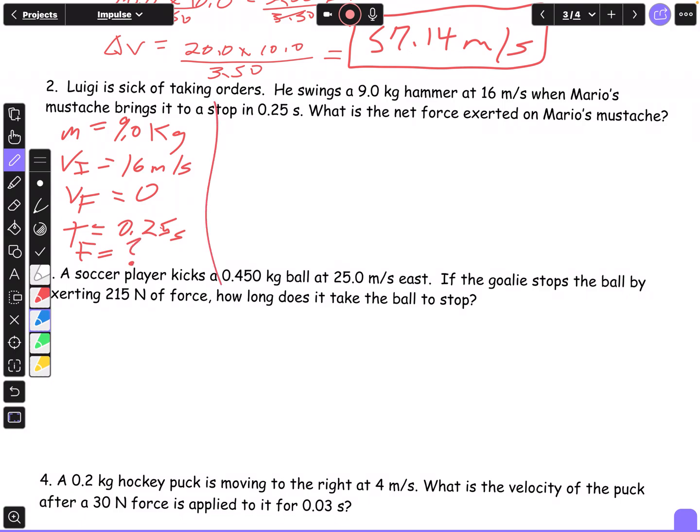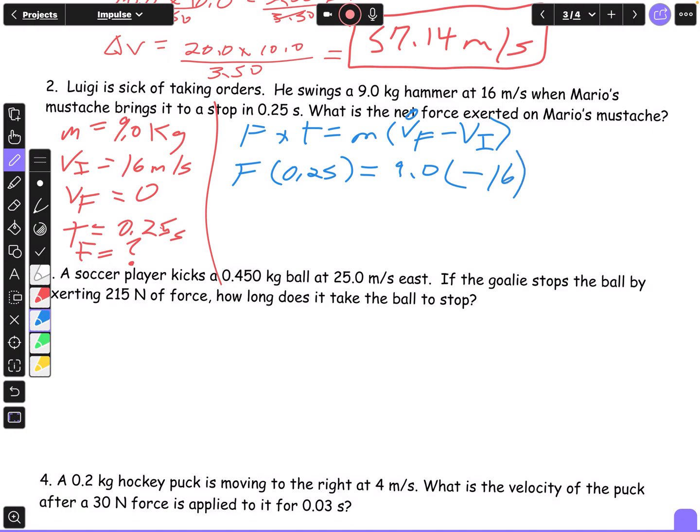So the equation I'm going to use is this one. F times time is equal to m times Vf minus Vi. My initial velocity in this case is 16. My final velocity is 0 though. So when I plug this in, it's going to be F times my time, which is 0.25, equal to my mass, which is 9.0, and I'm going to multiply that by Vf, which is 0, minus Vi, and Vi is 16. That's going to give me negative 16.